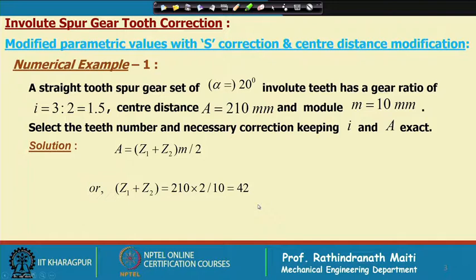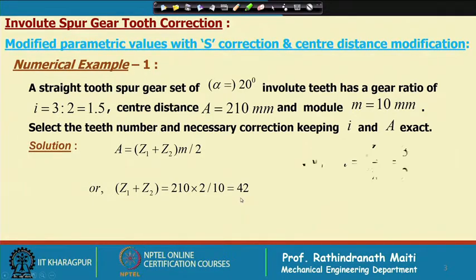In the solution, first of all we will calculate the center distance, and considering the center distance and module we can calculate the summation of teeth numbers. In this case a is specified as 210 millimeter and the module is 10 millimeter. So, from the first relation a is equal to (Z1 plus Z2) into module divided by 2, we find Z1 plus Z2 is equal to 42.